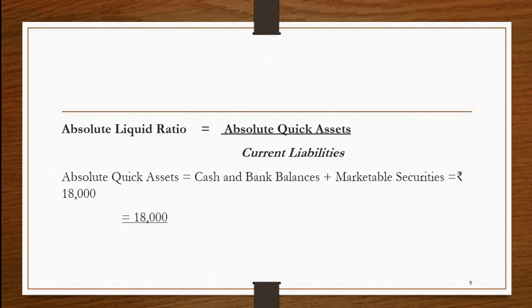So let's apply the formula. Absolute quick assets is equal to 18,000 divided by current liabilities 1,67,000. Then you will get the absolute liquid ratio of 0.11.